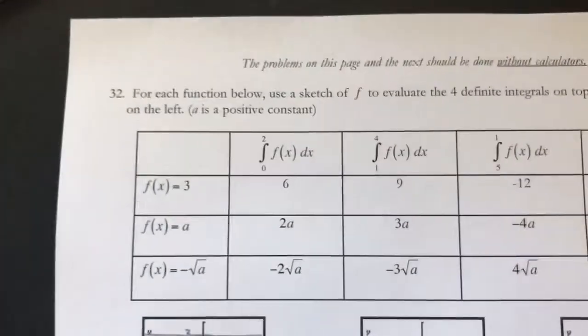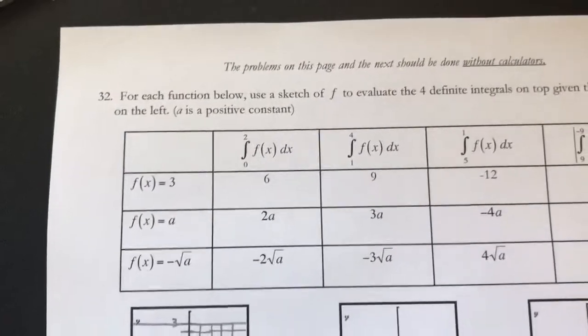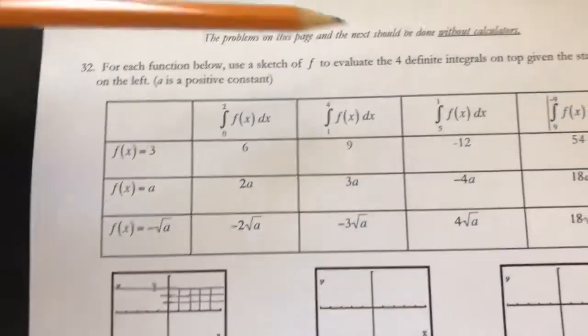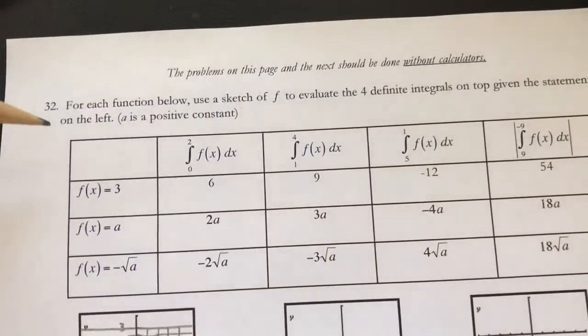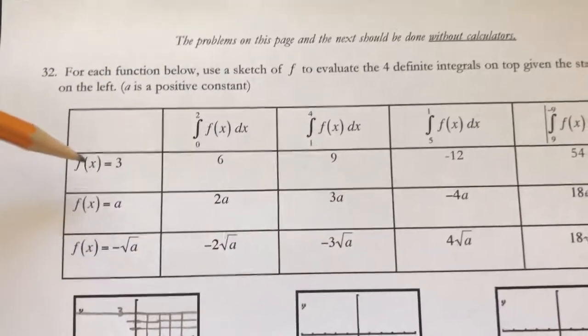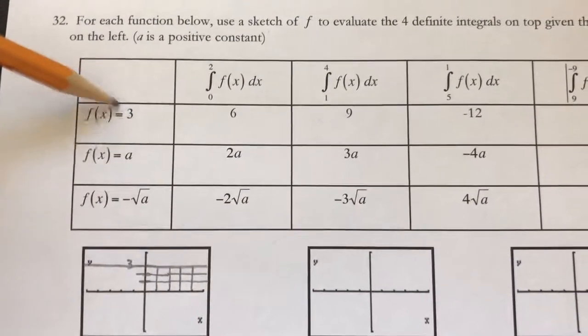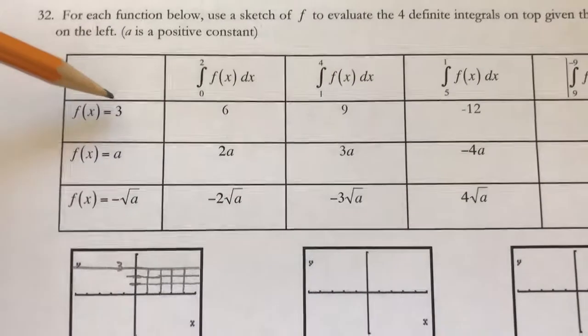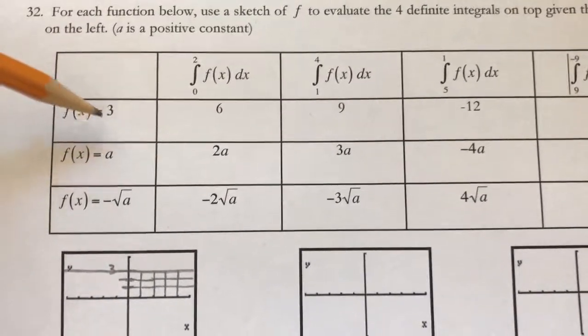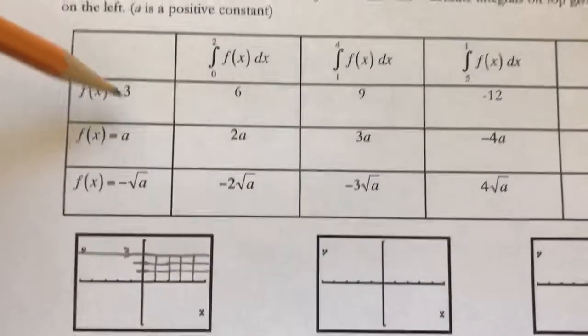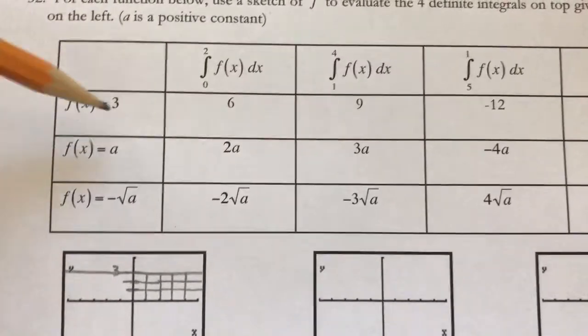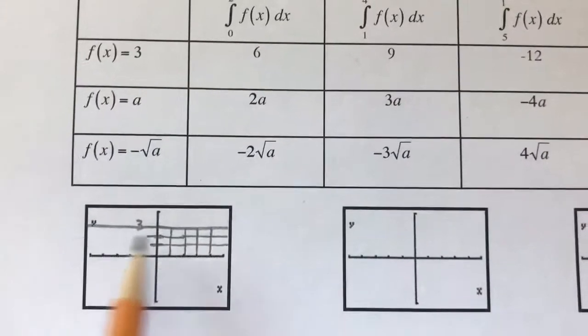For the problem you were asking about, number 32. It says use a sketch of f to evaluate the four definite integrals on top, given the statement on the left. So the picture that you had drawn was a linear function, like x plus 3, or possibly, I think you drew negative x plus 3. And f of x equals 3 is actually a constant function, so it's just a horizontal line at 3.